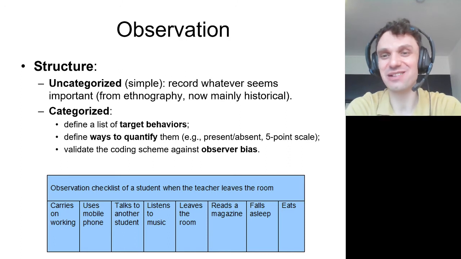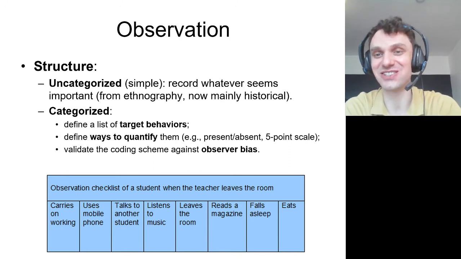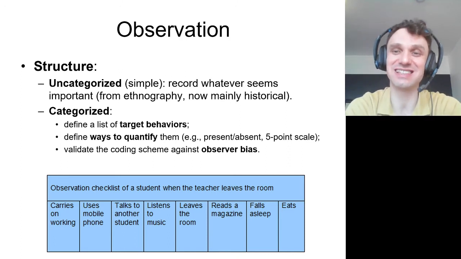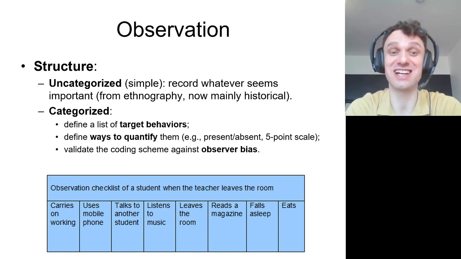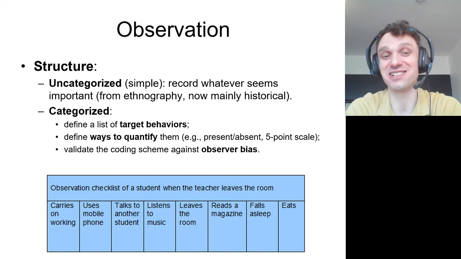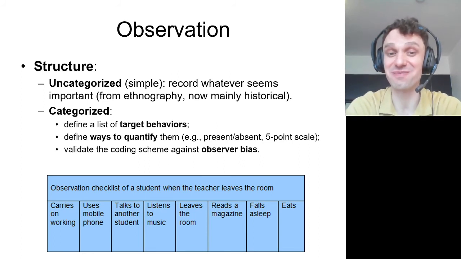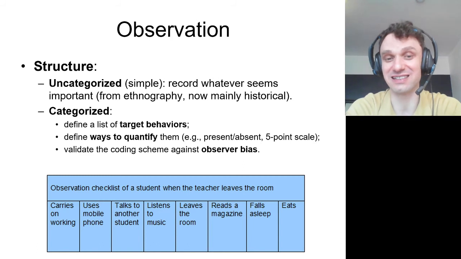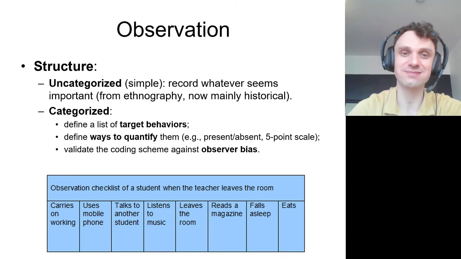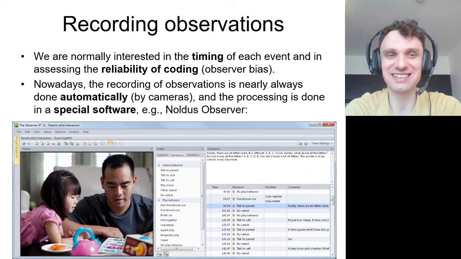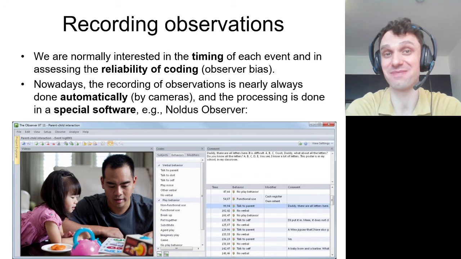And then ideally you would need to recruit different observers to make sure that this coding scheme works in the same way. So for example, here you can see an observation checklist for a study where researchers were interested in what happens when the teacher leaves the room. And there is a list of 7 or 8 target behaviors that observers would mark on their sheet. Of course, nowadays, this is all done automatically.